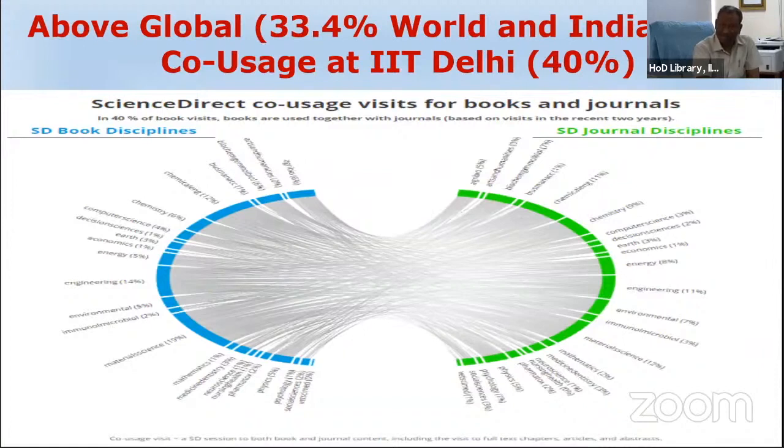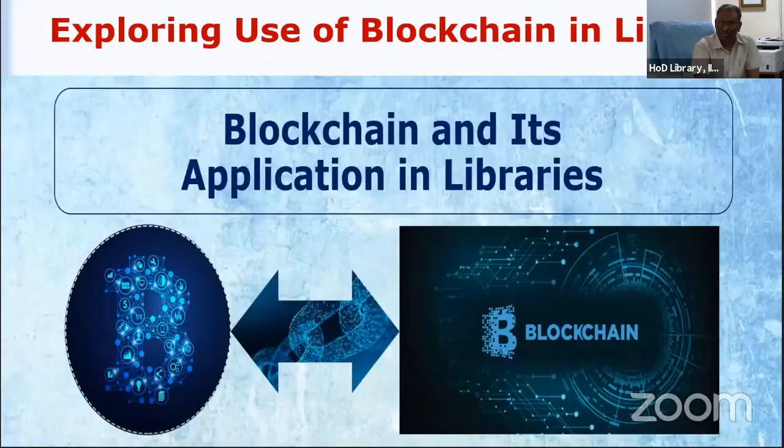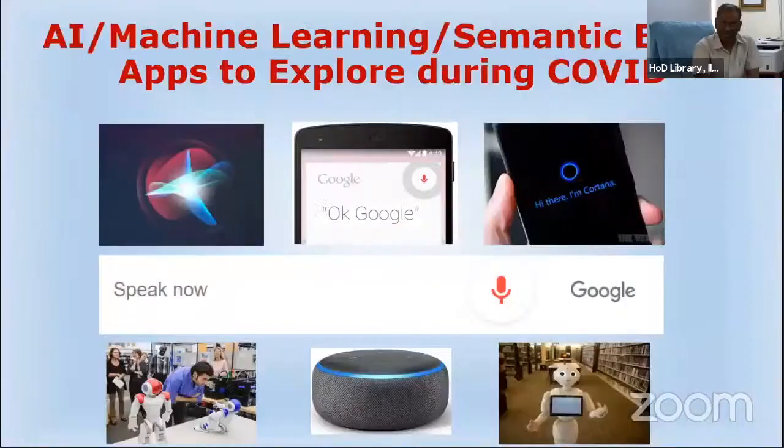I mean, people are still making use of e-resources, and as far as usage from the ScienceDirect platform is concerned, we are a more active user compared to the whole world or India. India's usage is 34%, and we are using up to 40%. So we are also trying to explore the use of cloud computing, and we are also looking into the aspect of whether we can use blockchain in libraries.